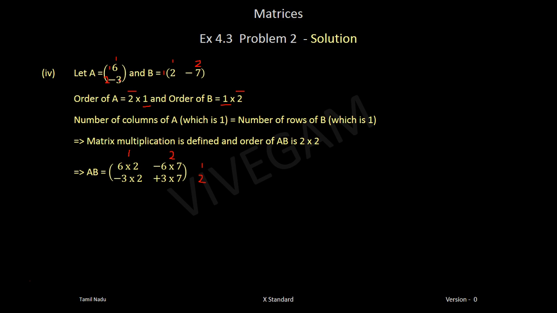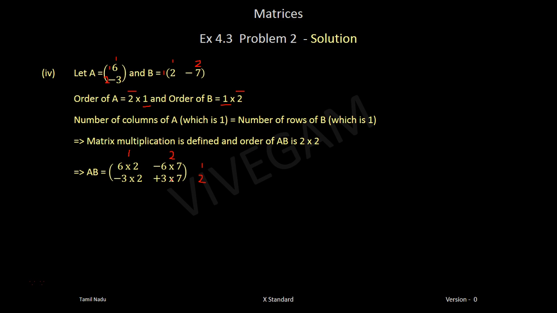Next, this is second row and first column. So minus 3 into 2, minus 6. It will come second row and first column. So it will come here. Then this is second row into second column. So minus 3 into minus 7. So it will become plus 21, right? And where will it come? This is second row, second column. So it will come into this position. Okay, so by practicing it, you will be able to get it clear.